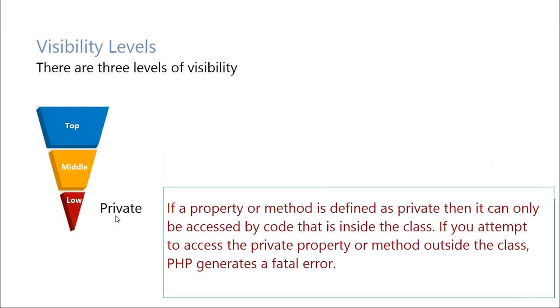The third level is private. It is a very restrictive level. If a property or method is defined as private, then it can only be accessed by code that is inside the class. If you attempt to access the private property or method outside the class, PHP generates a fatal error.